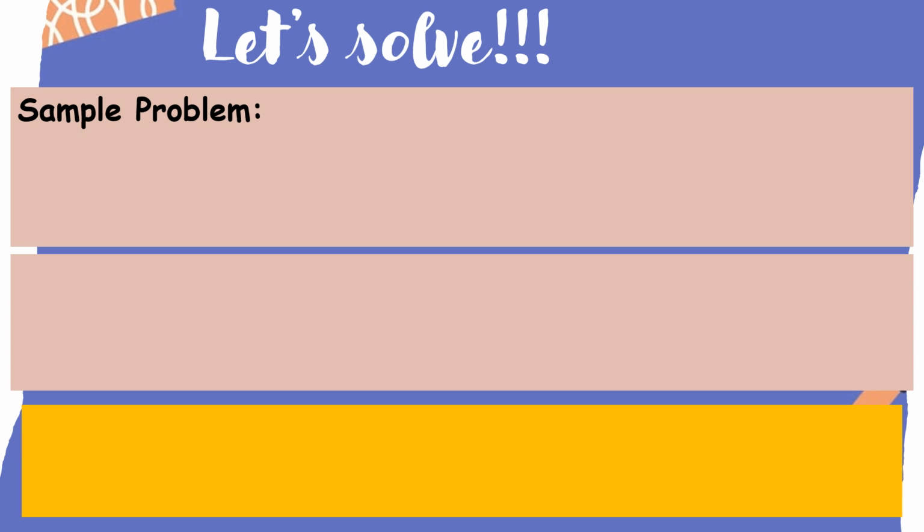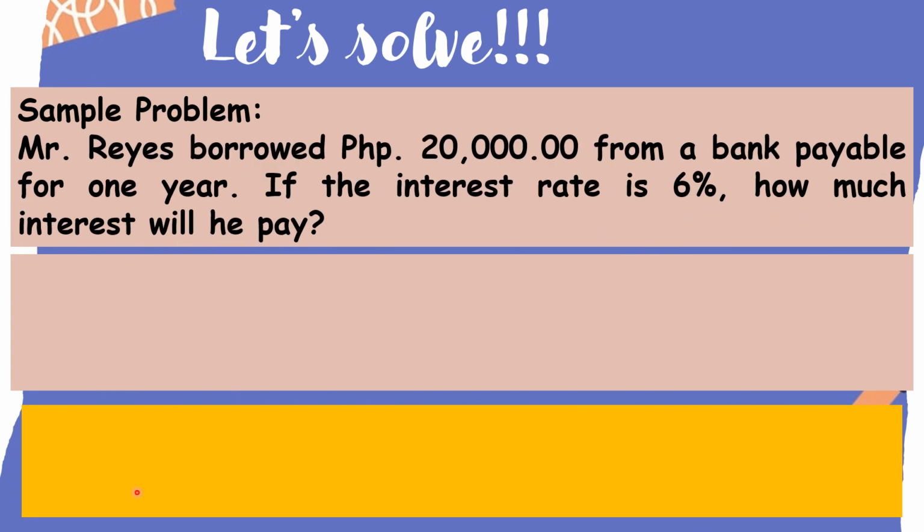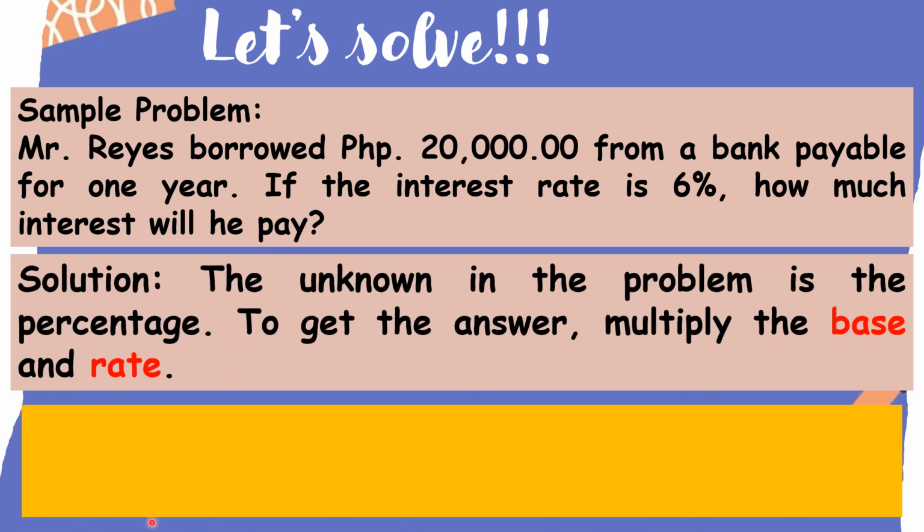Okay, let's solve. We have here problem number 1. Mr. Reyes borrowed 20,000 pesos from a bank payable for 1 year. If the interest rate is 6%, how much interest will he pay? Okay, for our solution, the unknown in the problem is the percentage. To get the answer, multiply the base and the rate.